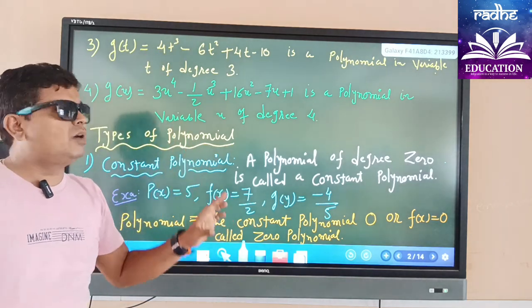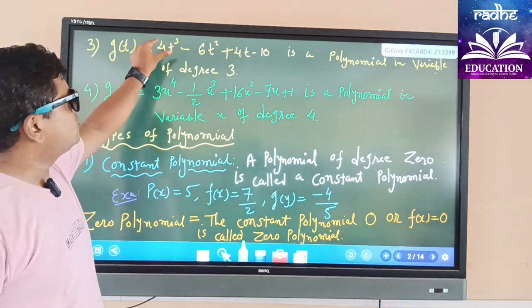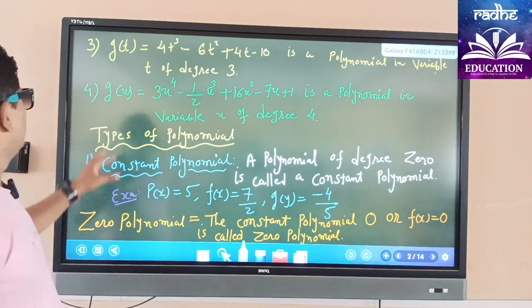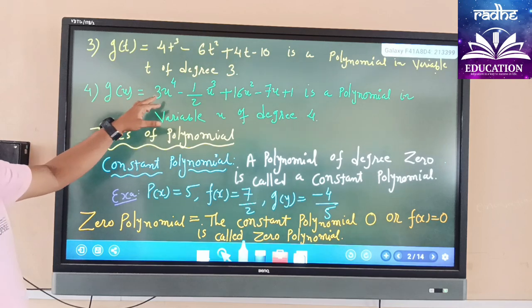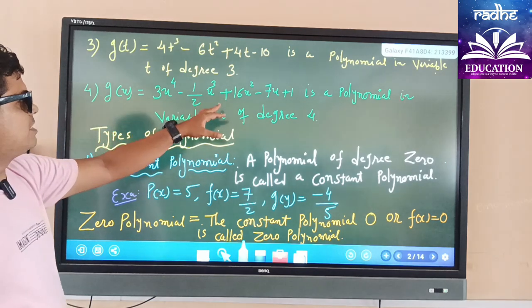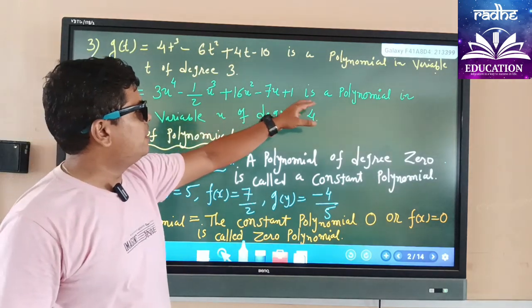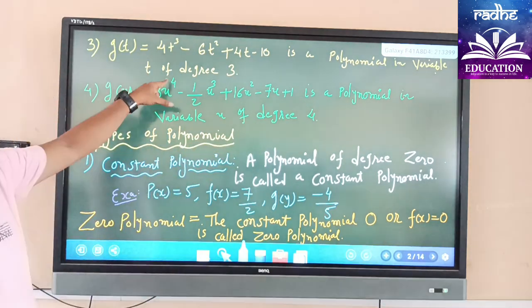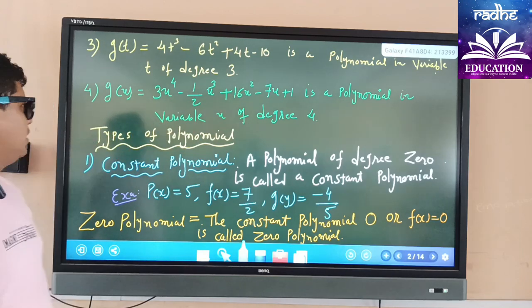The paper setter is very smart. At that time he will not put this term on the first side, he will put it at the center or at the last. Fourth, g(u) = 3u⁴ - (1/2)u³ + 16u² - 7u + 1 is a polynomial in variable u of degree 4. See the degree is 4. We do not have to concentrate on lower degrees.